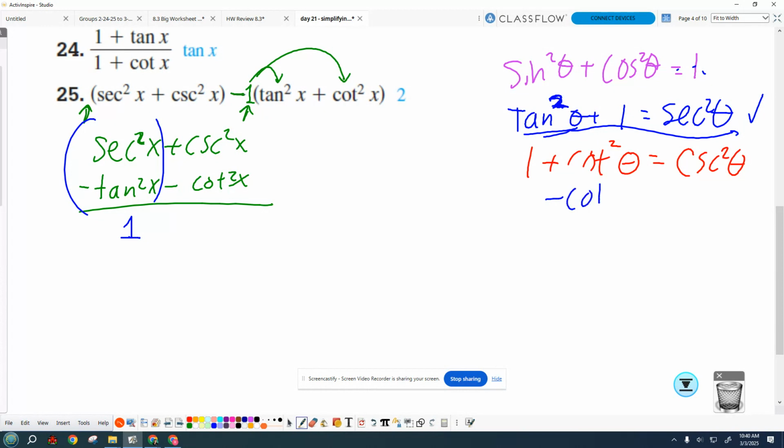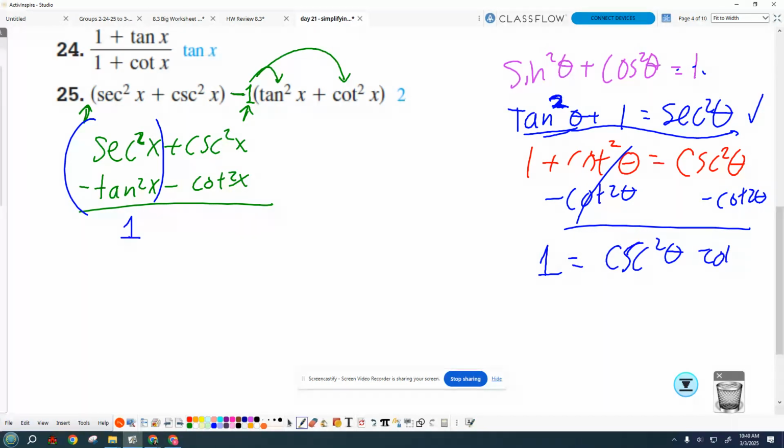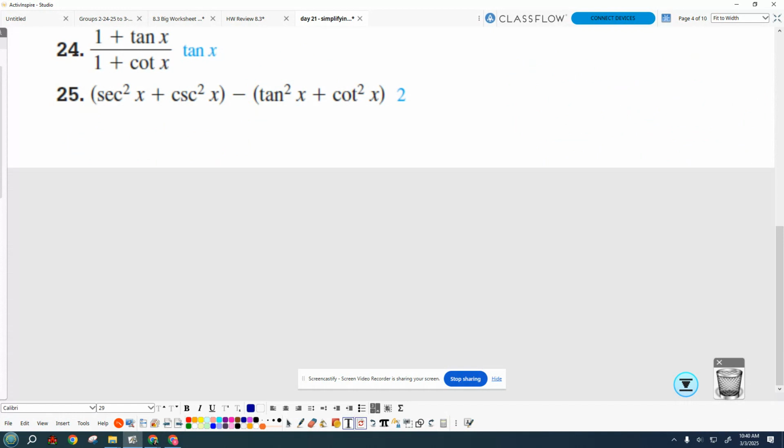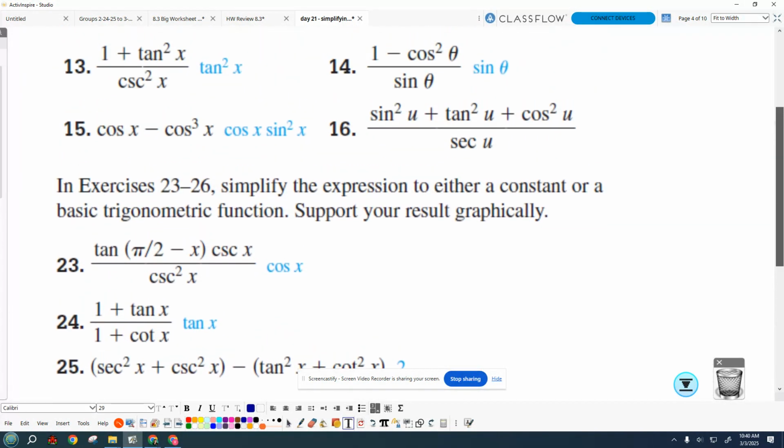Cosecant squared minus cotangent squared. Is that a positive 1 that's still over there or a negative one? So positive 1 equals cosecant squared minus cotangent squared. This is a positive 1, and 1 plus 1 is 2. Other issues with any of these?